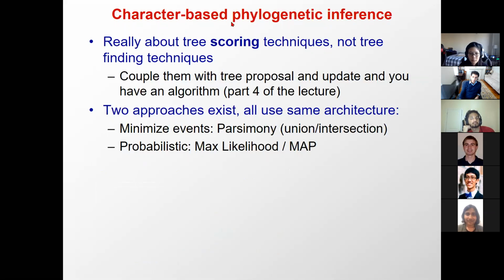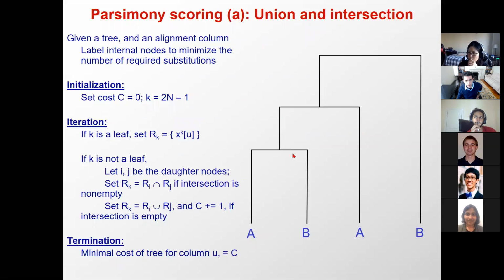So character-based phylogenetic inference is really about tree scoring, not tree finding. We have to couple it with a tree proposal and update, and then you have an algorithm, which is part 4 of the lecture. There are two approaches, and they both use the same architecture. The goal is to minimize the events using parsimony, such as union intersection, or to minimize the cost according to a maximum likelihood or a maximum a posteriori model.